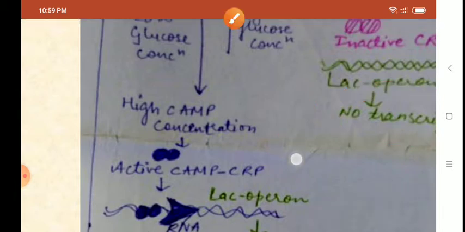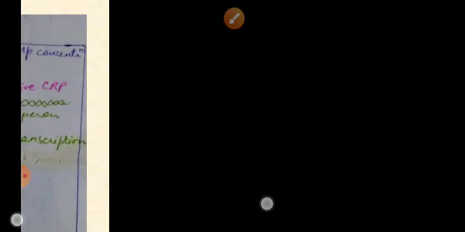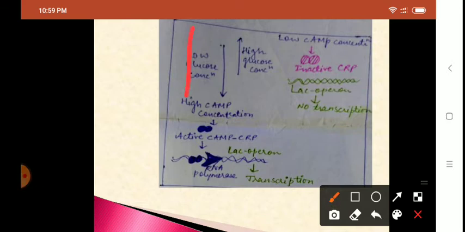What will happen if the glucose concentration is low? Low glucose concentration, high cyclic AMP concentration gives an active cyclic AMP-CRP complex. This active complex binds the lac operon, transcription takes place and protein synthesis will take place. I hope you understood. So glucose concentration low, high cyclic AMP concentration, it will bind the CRP and make it active. So the active cyclic AMP-CRP complex binds the operon and transcription takes place. So cyclic AMP has a direct role in expression of the lac operon. If cyclic AMP is present in high concentration, it will activate the CRP protein, which will bind the lac operon and activate the RNA polymerase enzyme, and protein synthesis will take place.